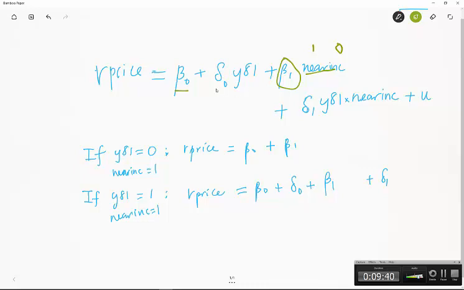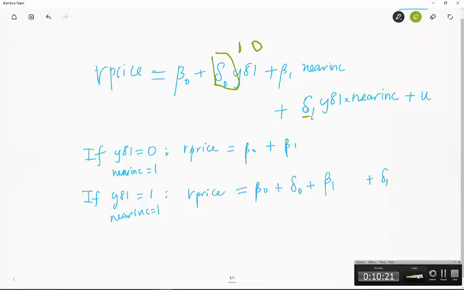And what about delta 0? Let's look at the delta 0. In order to see delta 0, you can switch on or off the y81, that means whether it is 1981 or not. So this captures the changes in the values of all the homes from 1978 to 1981, because 1978 is 0, 1981 is 1. Alright, so that is part D.